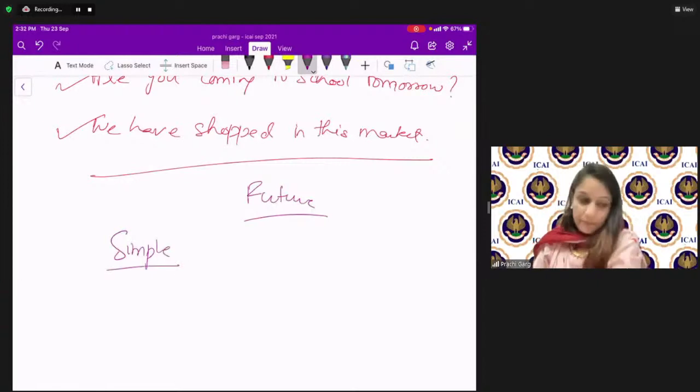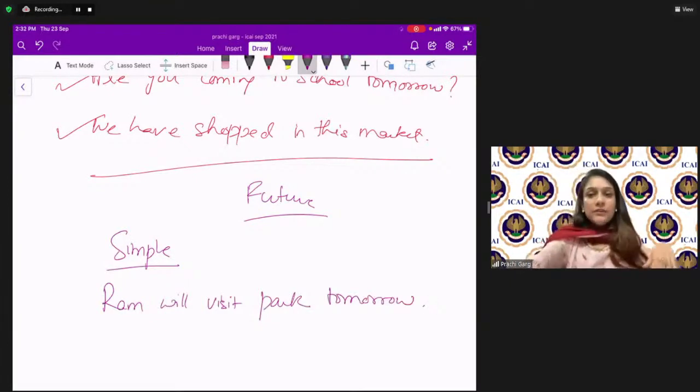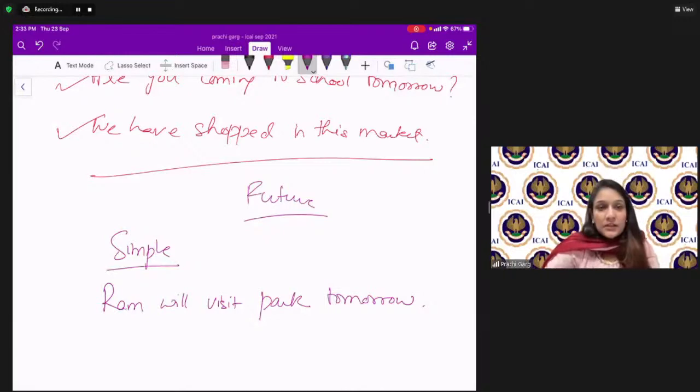Simple. Ram will visit park tomorrow. Now, here, simple future is used when you're talking about something that will take place and hasn't taken place. This is a very, very simple form of saying it.